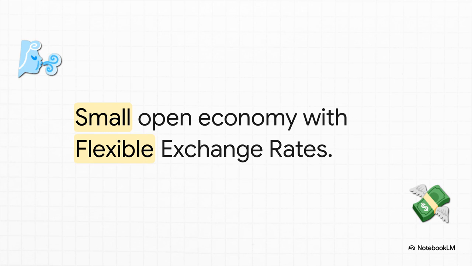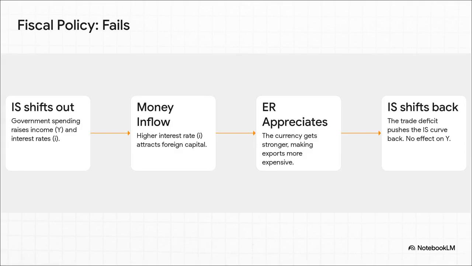Let's start with our first test case. Imagine a small country that lets its currency value float freely on international markets. Think of a place like Canada or Australia. Okay, so the government tries to boost the economy by spending more. Let's follow the chain of events here.